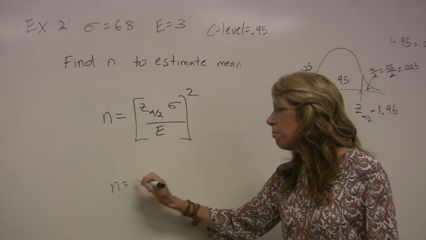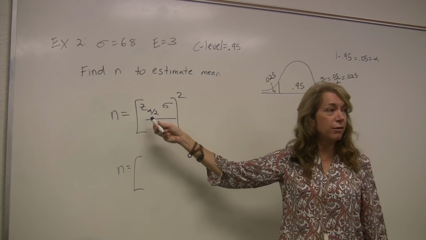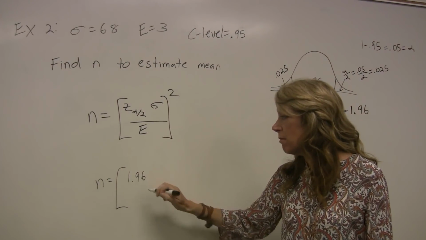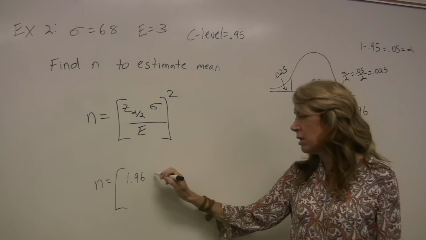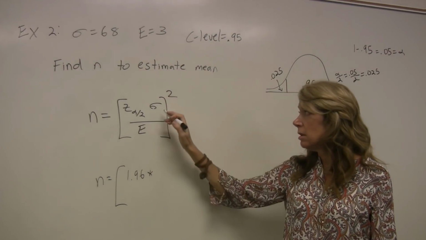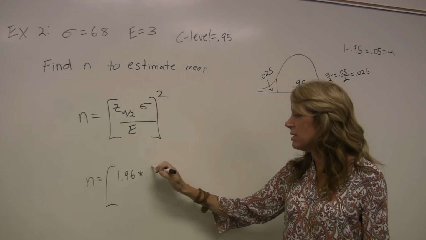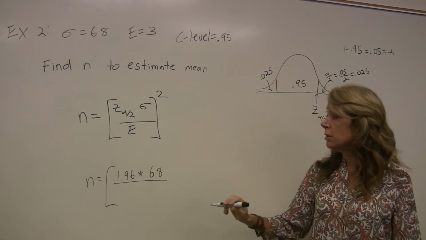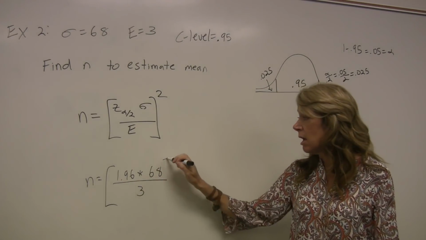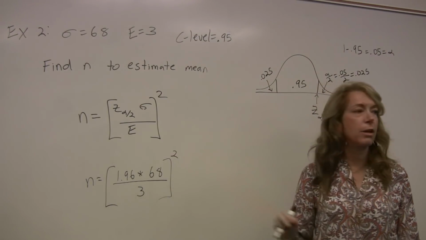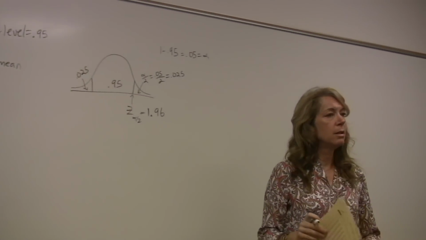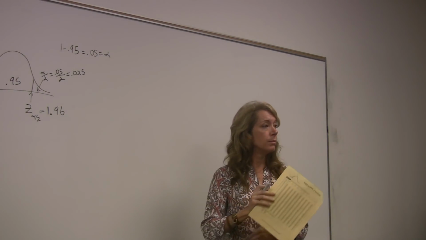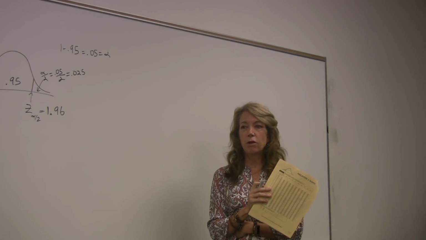So we're going to just plug everything in here. The z alpha over 2 is the 1.96 that we just found. Does it all have to be in parentheses? You could put parentheses or you could hit times, it doesn't really matter. Times my sigma, which they gave me was 68, divided by my error, which was 3, and all of that is going to get squared. It's going to be a pretty big number, I think. Tell me what it is before you round it.